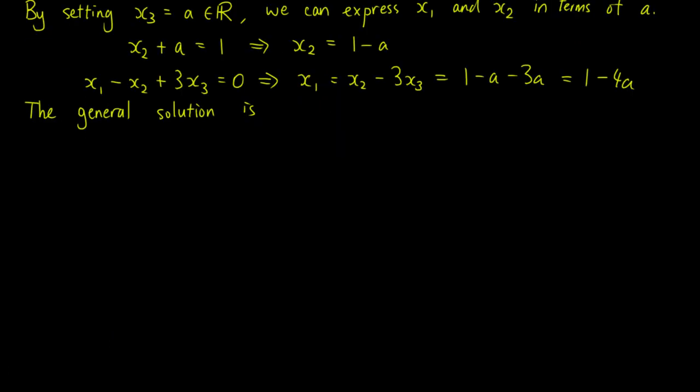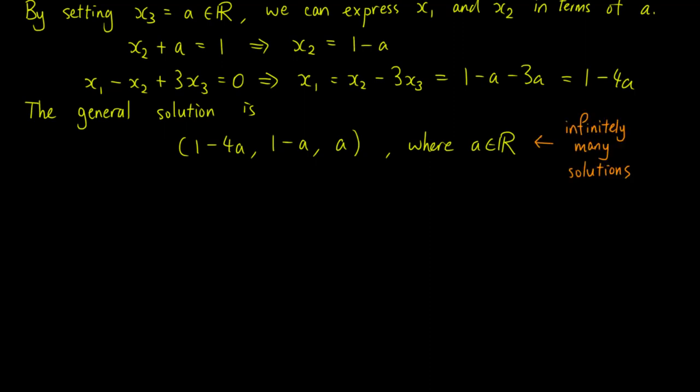Now we have the general solution, which is (1 minus 4a, 1 minus a, a), where a is any real number. Notice that there are infinitely many solutions to the system, because for each a we have a different solution, and since a is a real number, there are infinitely many possible values of a, and hence infinitely many solutions. Here let's introduce some terminologies.